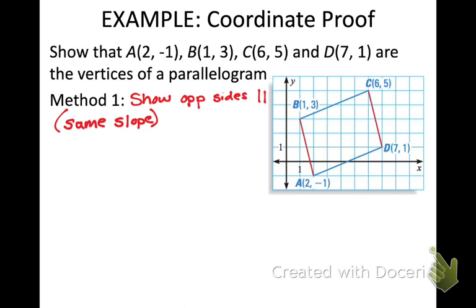Do you remember how to find slope? That's slope-intercept form. Rise over run, right? Change of y over change of x, which, if it's already plotted there for you, just do your rise over your run.